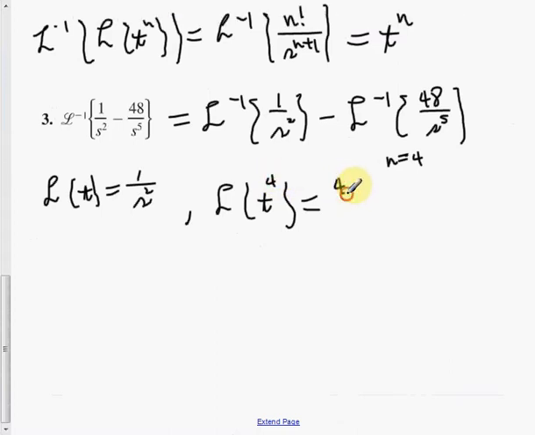Well, this is 4 factorial over s to the fifth. Well, 4 factorial is 24 over s to the fifth. But this problem has 48. Well, no problem. So we come back.